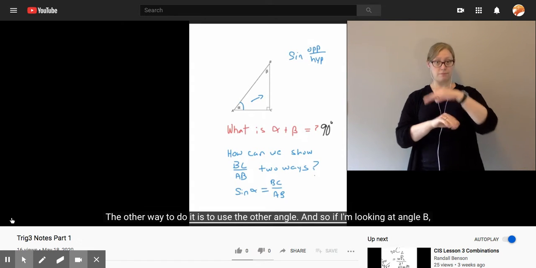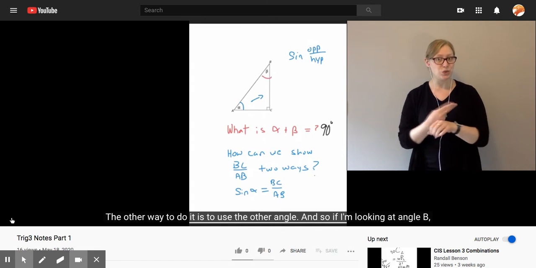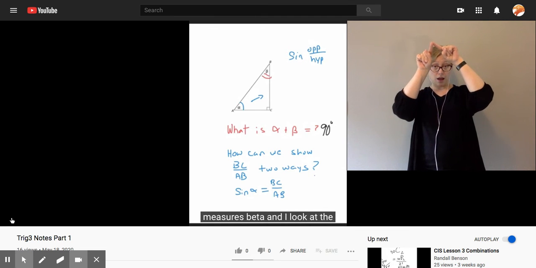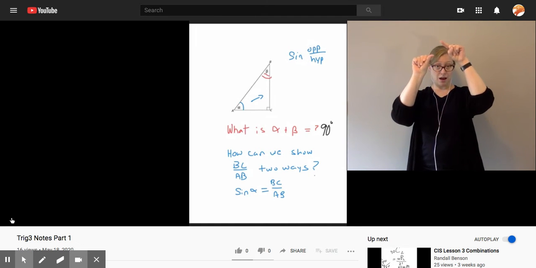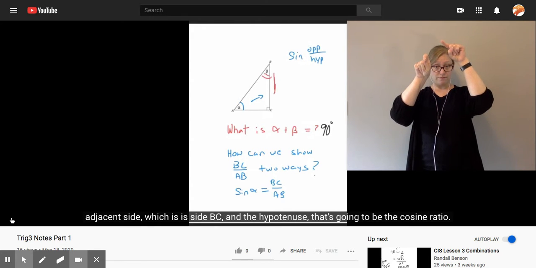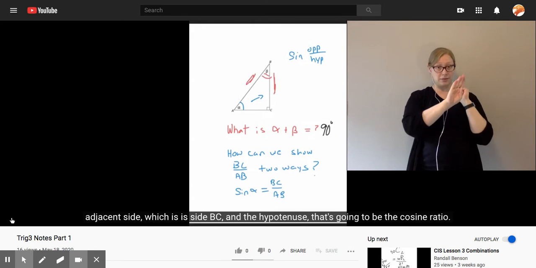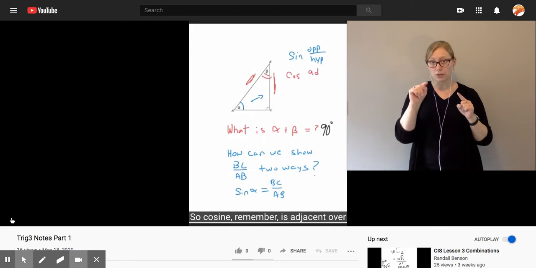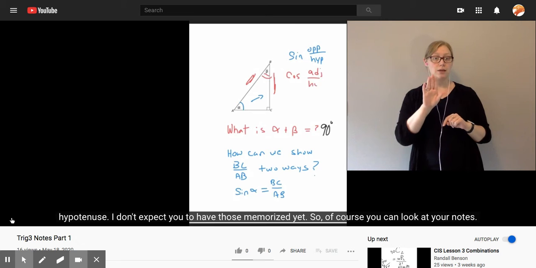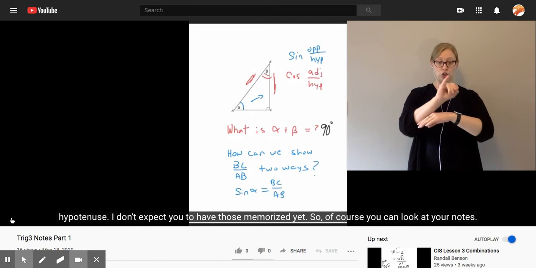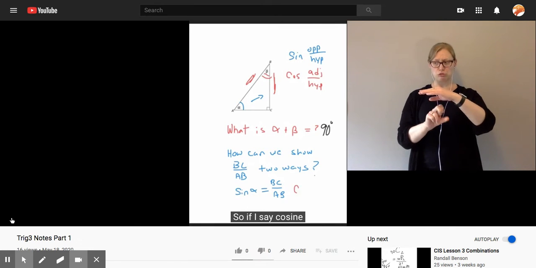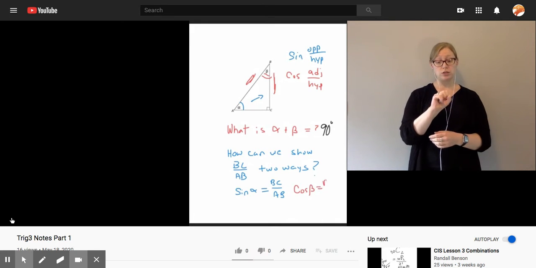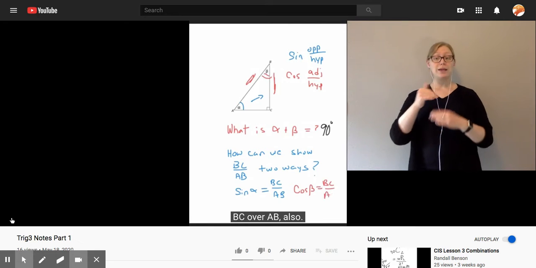The other way to do it is to use the other angle. And so if I'm looking at angle B, which measures beta, and I look at the adjacent side, which is side BC, and the hypotenuse, that's going to be the cosine ratio. So cosine, remember, is adjacent over hypotenuse. Now, I don't expect you to have those memorized yet, so of course you can look at your notes. So if I say cosine of beta, that's going to be equal to BC over AB also.